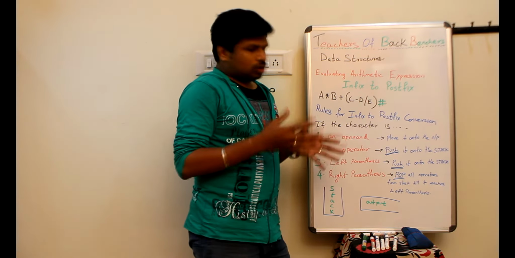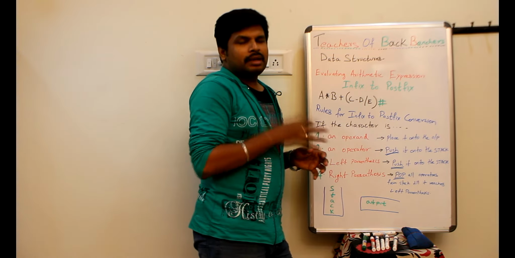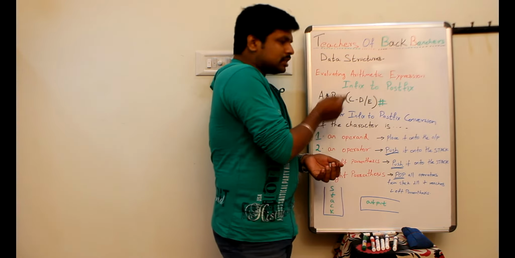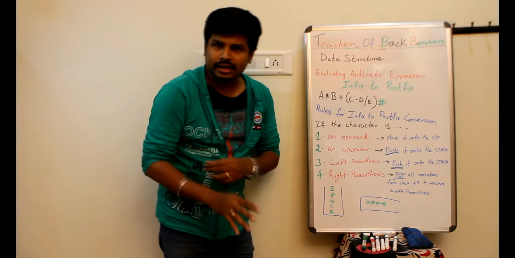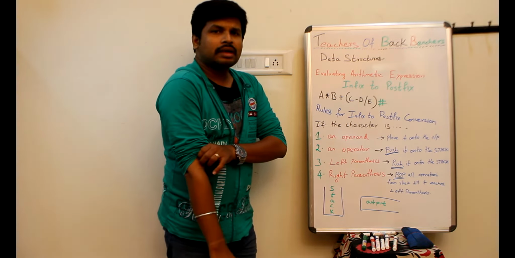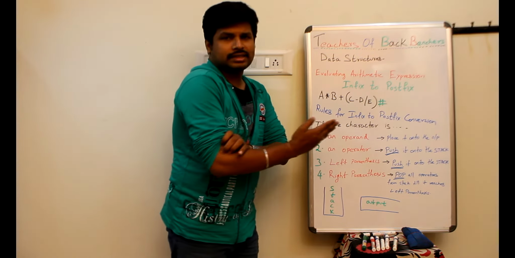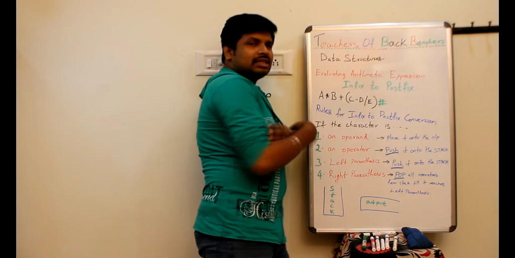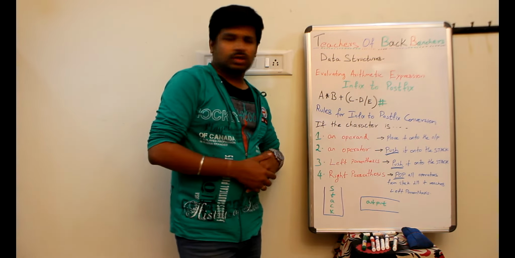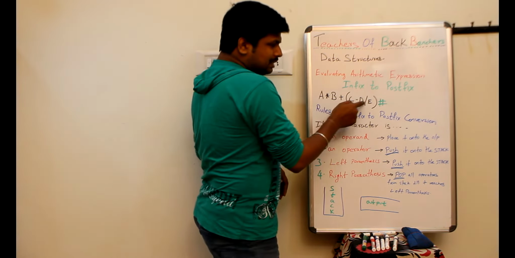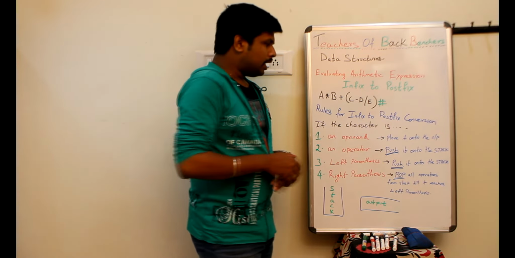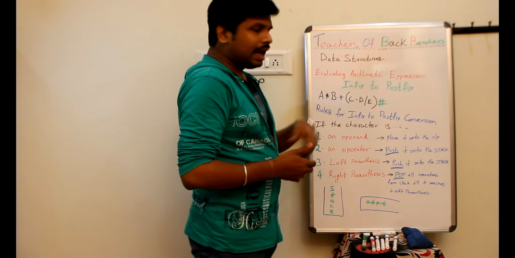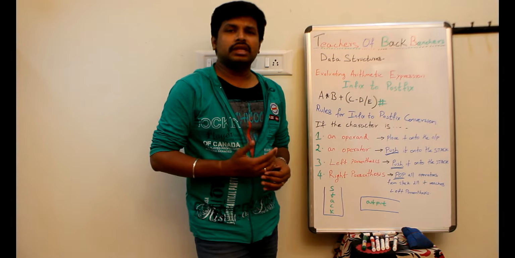Before going into the rules, what are the characters available in this expression? Each space, alphabet, operator, parenthesis, and special character is included as a character. We are going to see one character after another from left to right. A, B, C, D, E, these five elements are called operands. Star, plus, minus, slash are called operators. Left parenthesis and right parenthesis are special characters. This hash indicates the end of the expression.